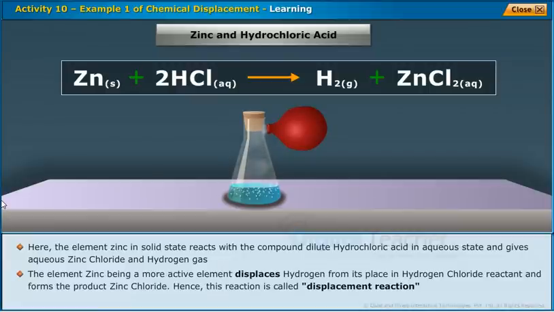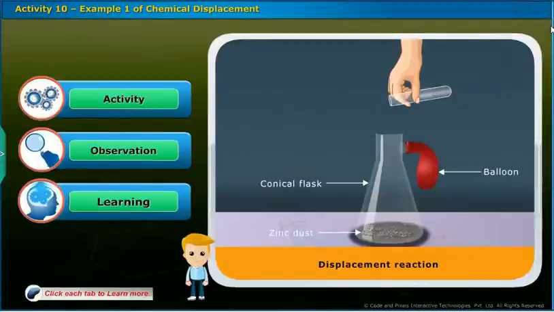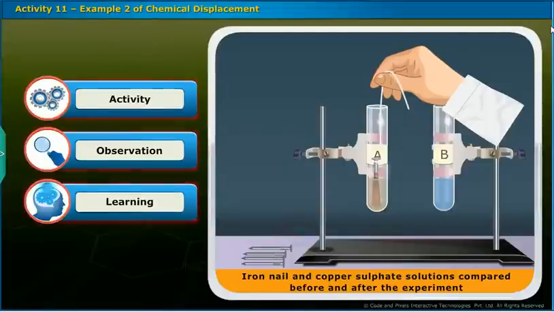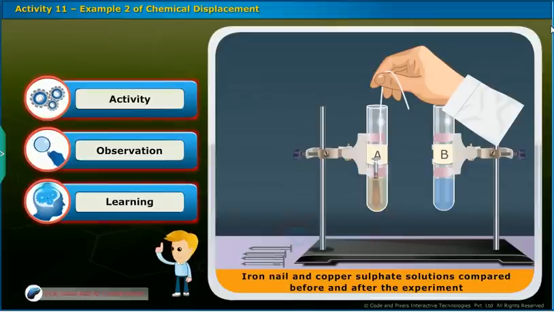Let us learn about another example of chemical displacement reaction. Example 2 of chemical displacement reaction. Click each tab to learn more.